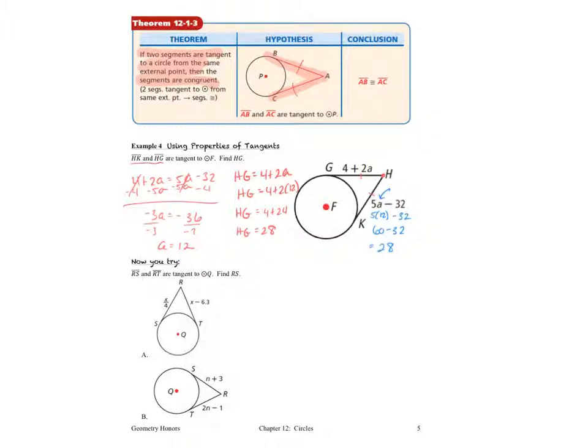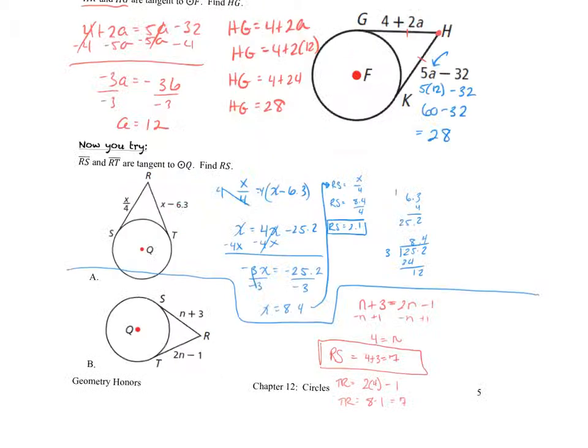So try the now you try and hit play when you're ready to see the answer. So my answers, I'll highlight them so they stick out a little bit more. I got that RS is 2.1 since x was 8.4, and I plugged that back in. And I got that RS was 7, and the next one I had n was 4, but I had to plug that in.